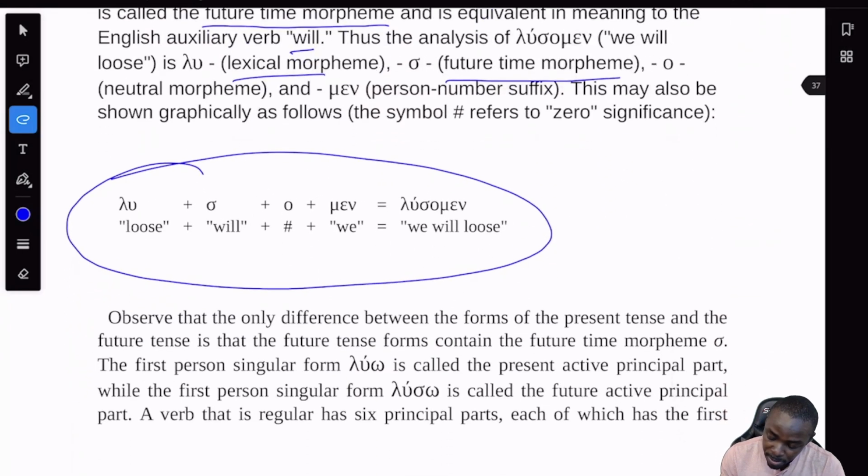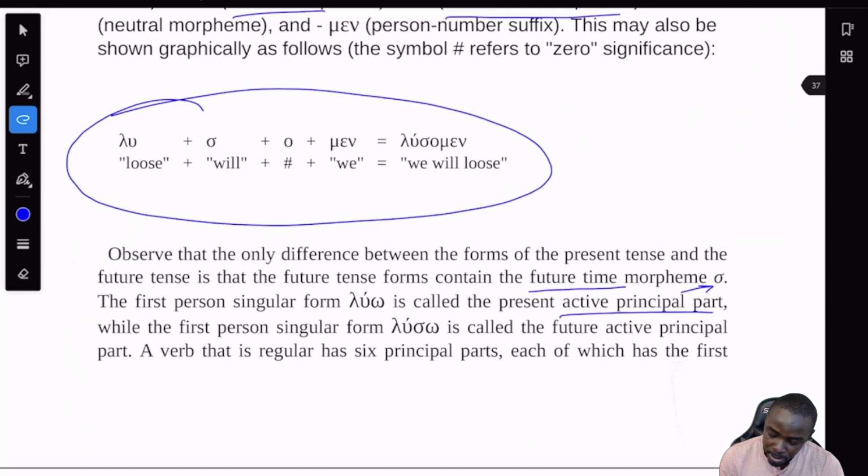Observe that the only difference between the forms of the present tense and the future tense is that the future tense form contains the future time morpheme, which is the sigma. The first person singular form luo is called the present active principal part, while the first person singular form luso is called the future active principal part, because the principal part really means it's built on the stem. The stem is the principal part. Then you can morph into whatever you want to add to the stem.